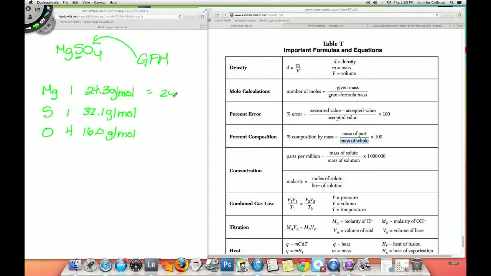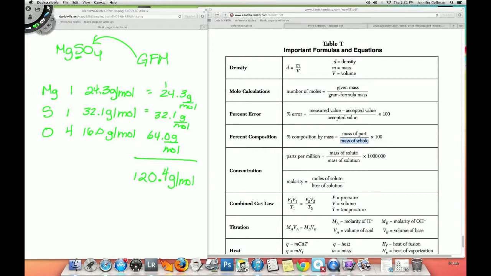So 24.3 and 32.1 grams per mole, and 4 times 16 is 64.0 grams per mole. Then you're going to get a total, so we add all these up. I'll put my decimal so it doesn't get lost. 4 plus 4 is 8, plus 2 more is 10. Carry the 1. 6 plus 3 plus 1 is 10, plus 2 more is 12. And we get 120.4 grams per mole.